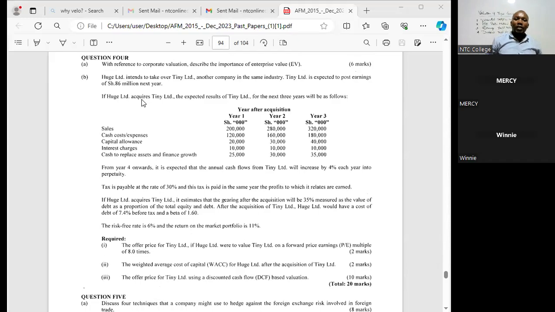It says that Huge Limited intends to take over Tiny Limited, another company in the same industry. Is it the same as what we did the other time? Is this question the same as the one from the last sitting? Okay. Huge Limited intends to take over Tiny Limited, another company in the same industry. Tiny Limited is expected to post earnings of 86 million next year.